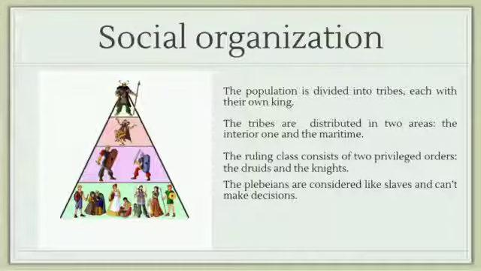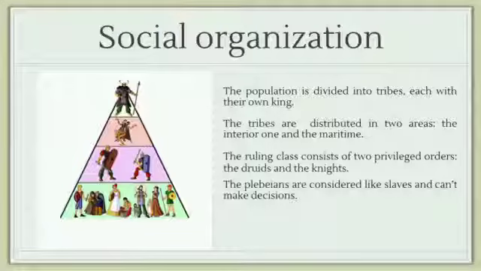The ruling class consists of two privileged orders, the Druids and the Knights. The Knights, when there's the threat of a war, are all engaged in it. The richer and more noble ones have the greatest number of vassals and dependents. There's also another class, the plebeians. They are considered like slaves and can't make decisions.